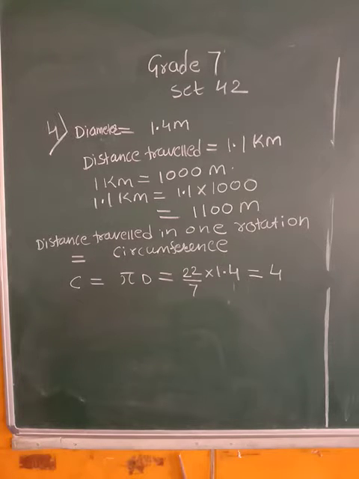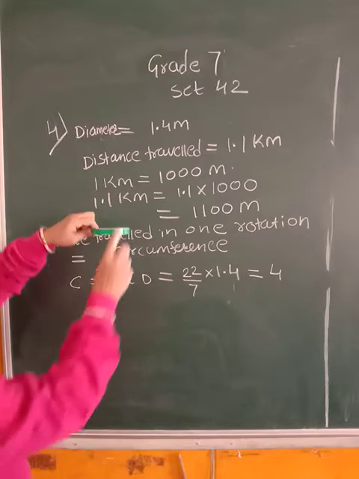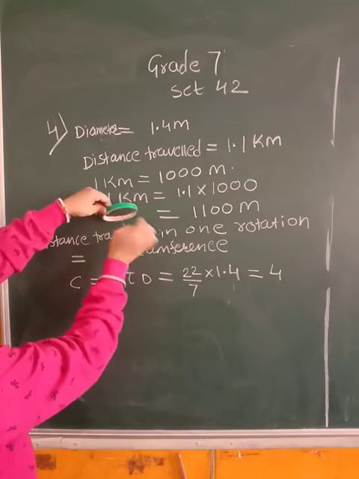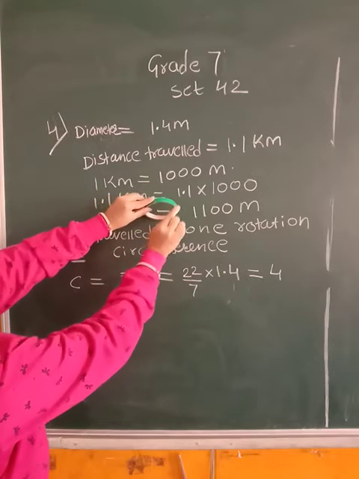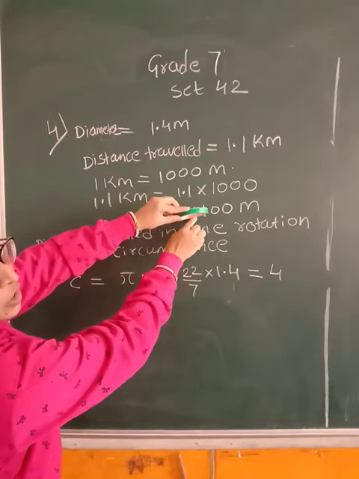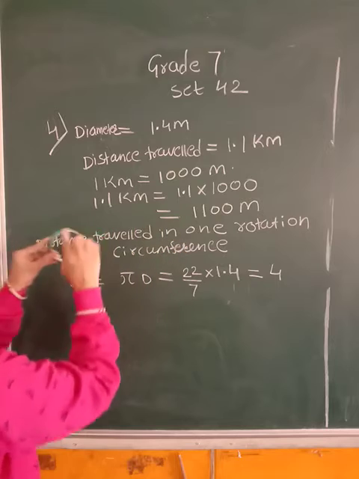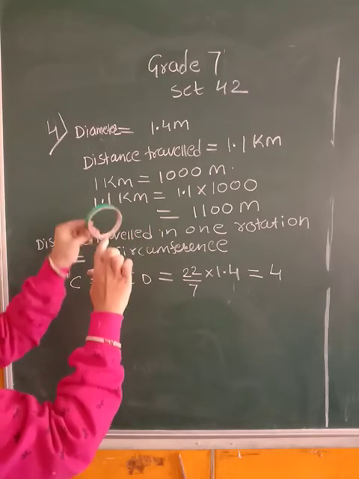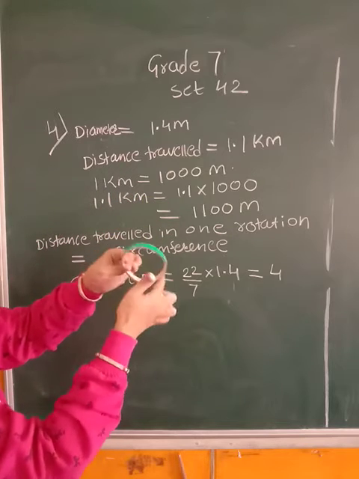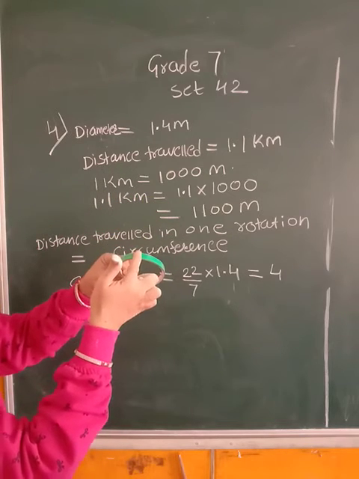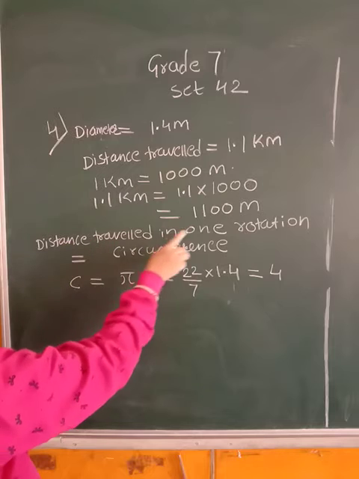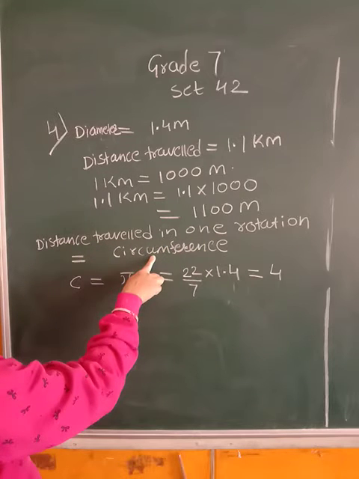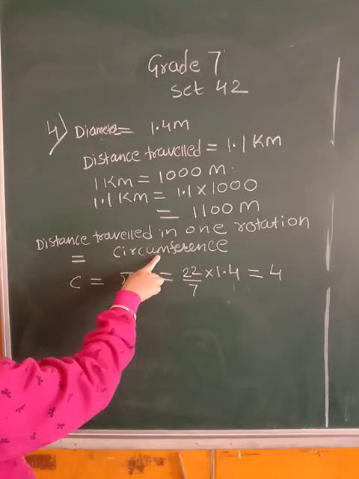Now see students, let me make the concept clear. For example, this is a wheel. If I start from this point and it moves till here, again it comes to the original position. So from here to here is the distance traveled. So the distance traveled in one rotation is equal to the circumference. Are you understanding me? So one rotation is one circumference.